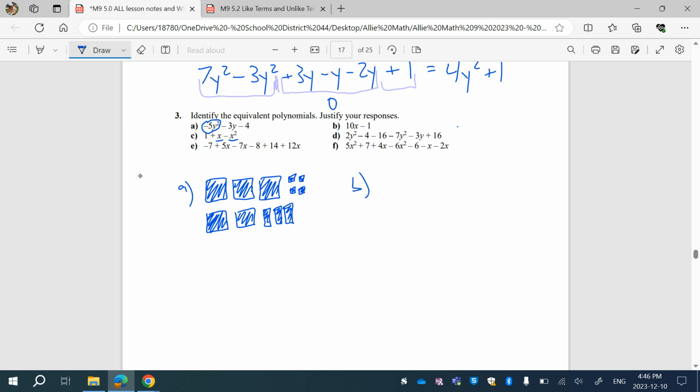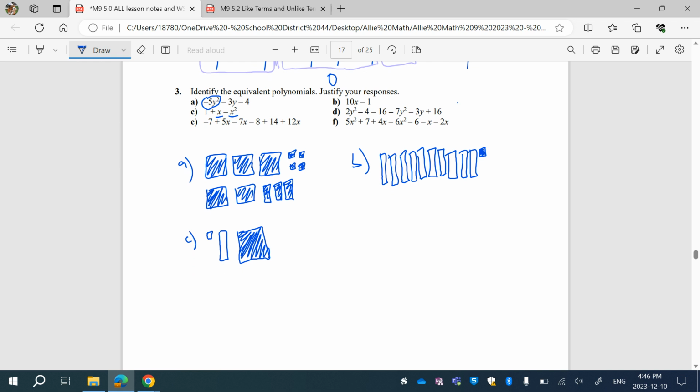Let's do B. We have 10 of those x's. They're positive. A lot to draw. This is the downside of algebra tiles. But as you know, I'm trying to be open. 1, 2, 3, 4, 5, 6, 7, 8, 9, 10, and 1 negative 1. Let me draw C. We have a positive 1. We have a positive x. And we have a negative x squared.